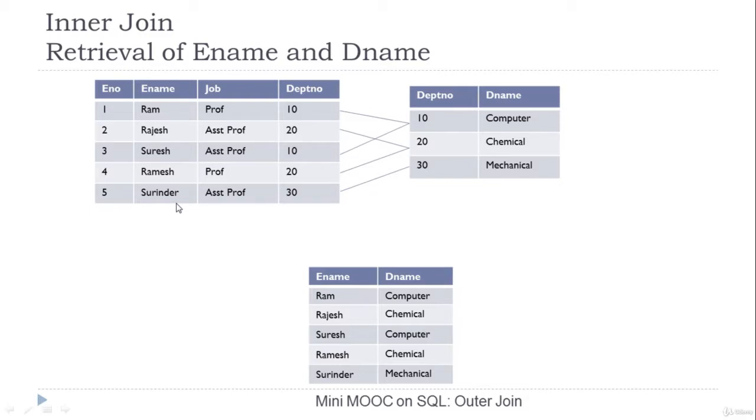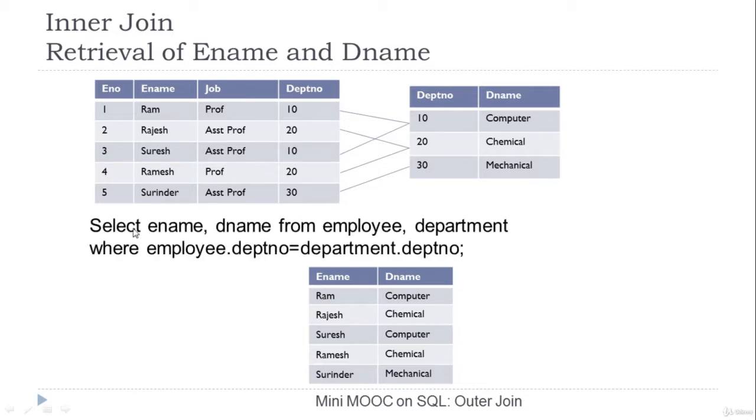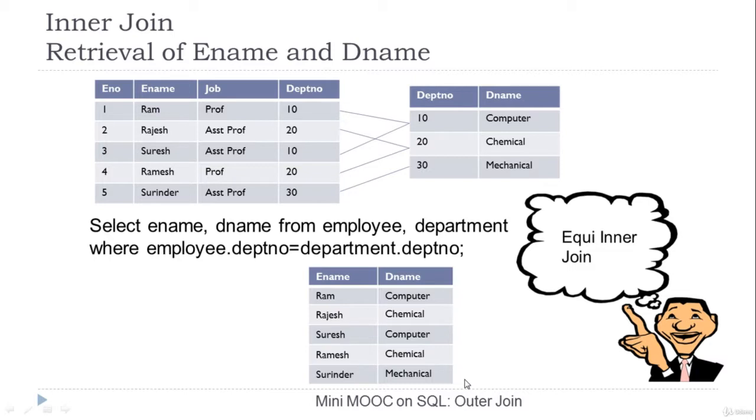Let's start this session. In the previous session, we retrieved ename and dname from the employee and department tables with the use of equijoin. We joined both the tables on their common column department number with the use of a select statement. The statement is: select ename, comma dname from employee, comma department, where employee dot department number is equal to department dot department number. Here we join both the tables on their common column department number, and to remove the ambiguity in column name, we prefixed the table name. This query produces these five desired records, and the concept is equi-inner join.